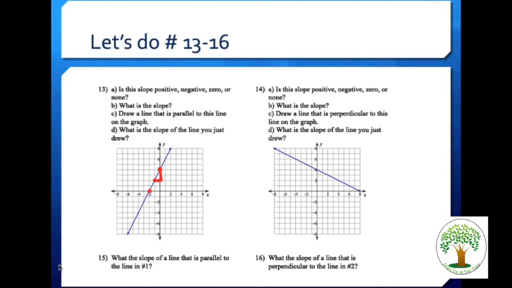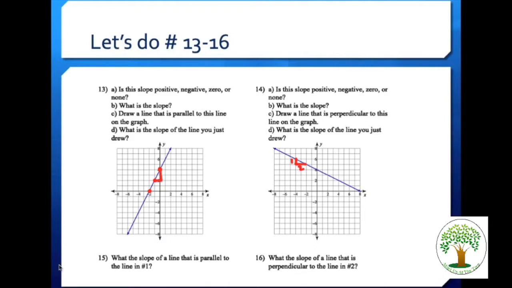Negative 1/2, sorry. 1/2. Now I want you to draw a line that is perpendicular. I don't want it parallel to this one. How are you going to do that? How are you going to draw a line that's perpendicular? You could do it if you want to try that, that would be fine. But what would be its slope? What would be its slope? Reciprocal. What is the negative reciprocal of 2?